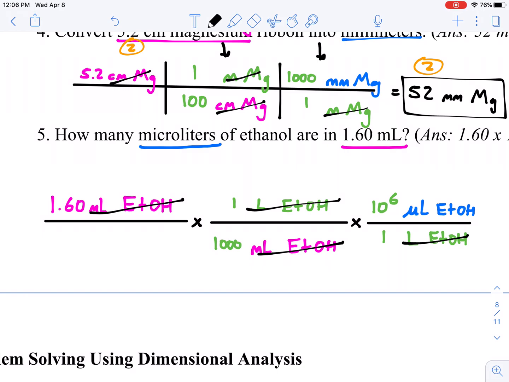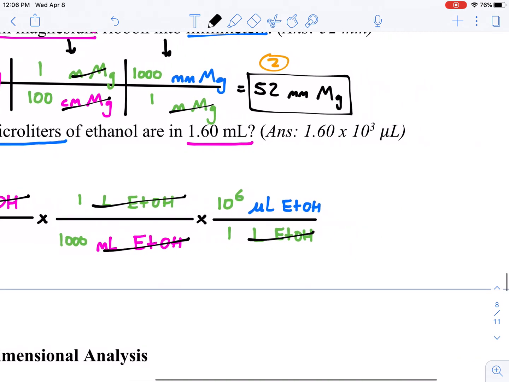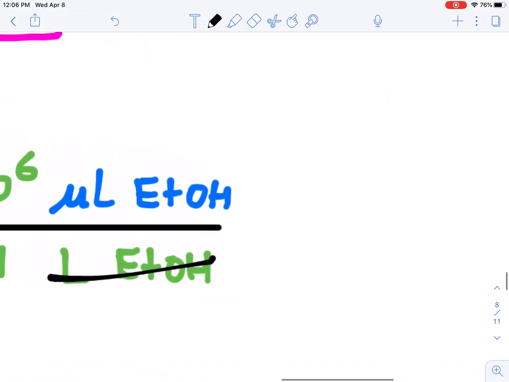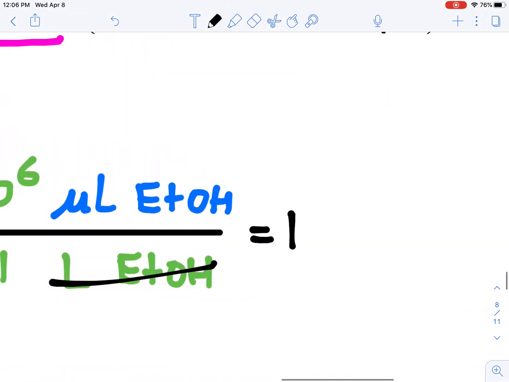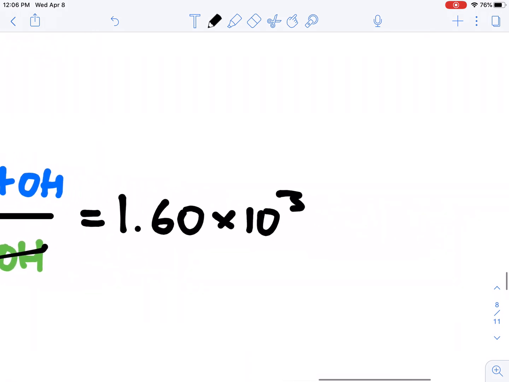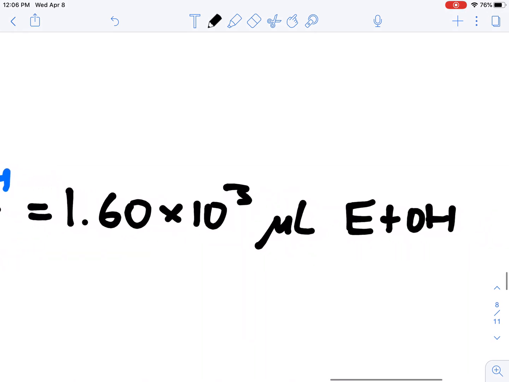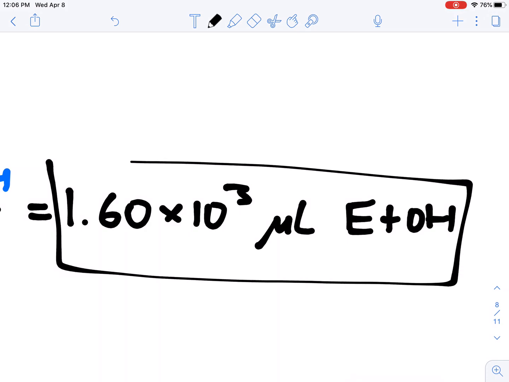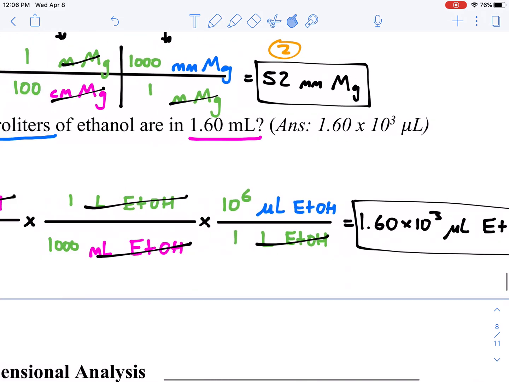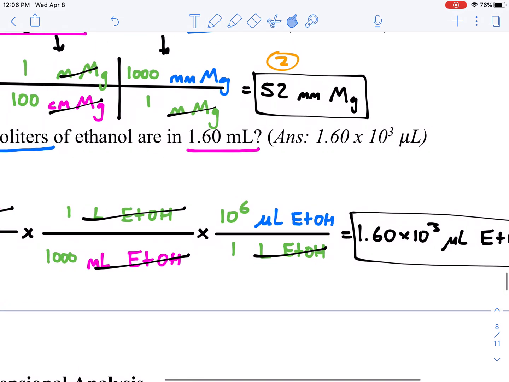If you do the math here, again, you're just multiplying fractions. At the end of the day, you will get a value 1.60 times 10 to the third microliters of ethanol. And again, we should check our significant figures. We started off with 3 significant figures right here. We're going to end with 3 significant figures.